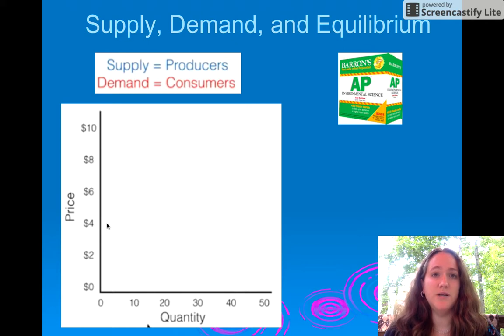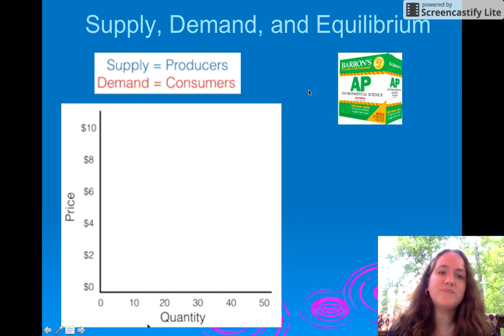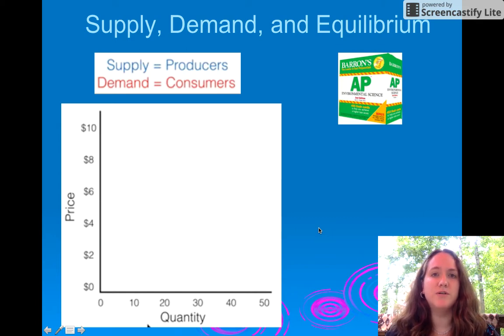Some basic ideas about economics. We need to understand basic principles of supply and demand before we can talk about environmental economics. Imagine that I wanted to sell this AP Environmental Science Barron's practice book. It has a lot of practice test examples. By the way, if you haven't bought this book, it's a really good book that you should buy to give yourself some practice before the AP exam.